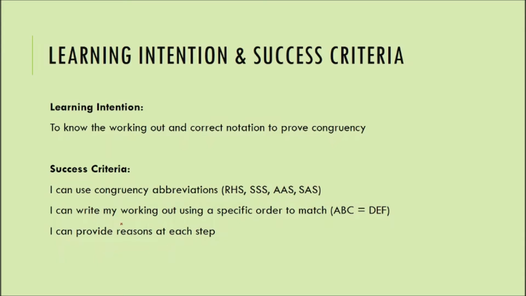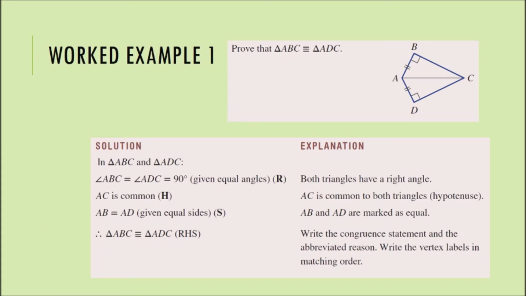Okay, you need to be able to write your working out using a specific order to match the selected congruency proof that you've chosen. And you need to be able to provide reasons at each step. So not just saying, yes, it is that. You need to say, this is congruent because this also shows that it's equal.